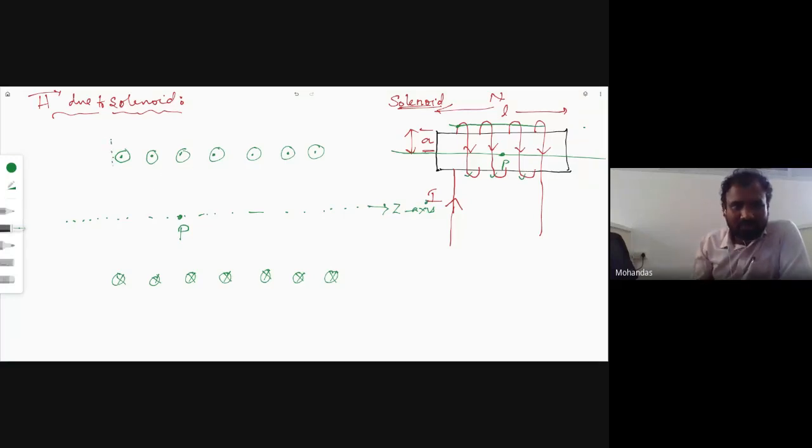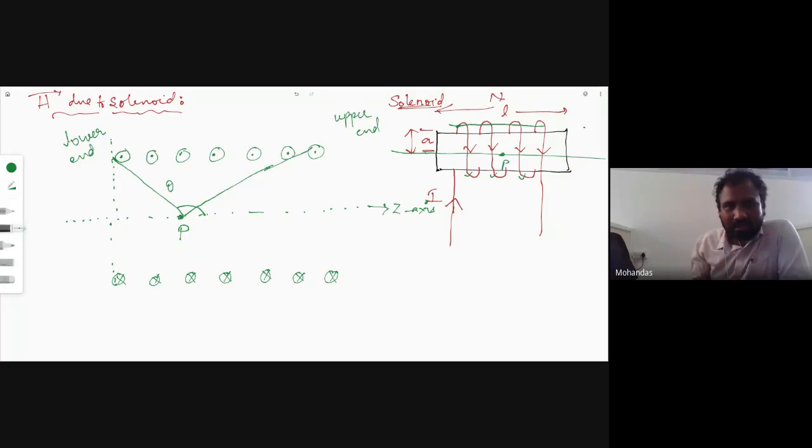And this is the lower end of the solenoid. From the field point P to this lower end, let us take the angle θ1. Are you understanding here? This is the upper end. Let us draw a line to the upper end. Again, it is making some angle called θ2. And the length of the solenoid, let us take L.